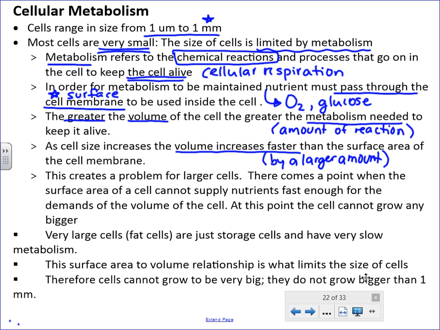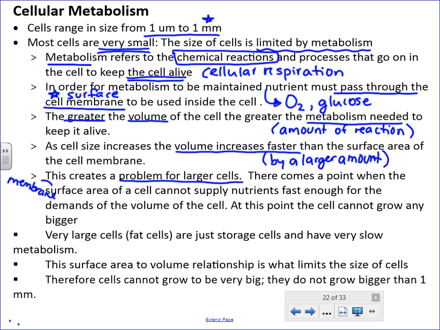And you guys will get to observe that in the lab that you're doing, because you'll have things that are different sizes, and you'll notice that as we increase the size, the surface area and the volume don't change by the same amount. That means there's a problem for larger cells. When a cell gets so large that the surface area, so the membrane, cannot supply nutrients fast enough for the demands of the volume of the cell, the cell could not grow any larger in that case.